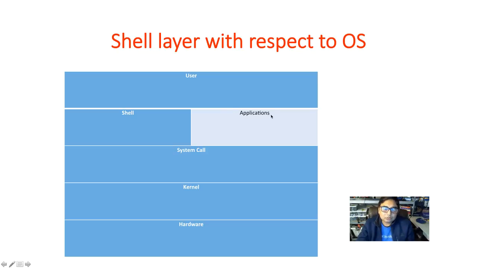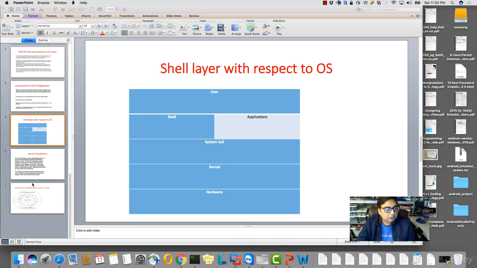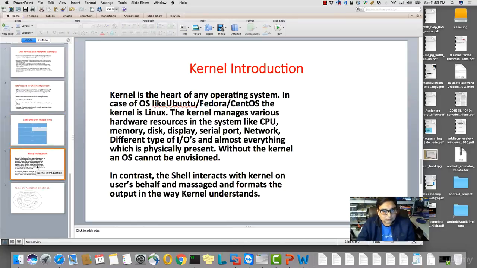And then of course you can have your own custom applications which can talk to the system call and in turn interact with the kernel and probably interact with the hardware. And this is the user, you, sitting on top of that, running applications using system calls and contacting the kernel, and in the same way the user running a shell script. So this is the way a shell script works.